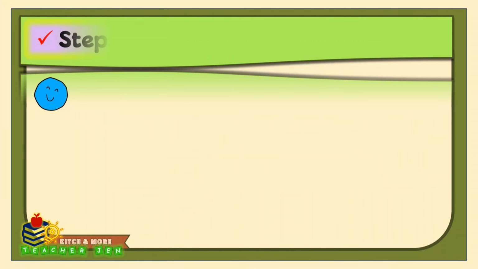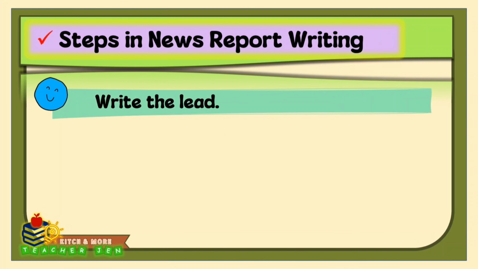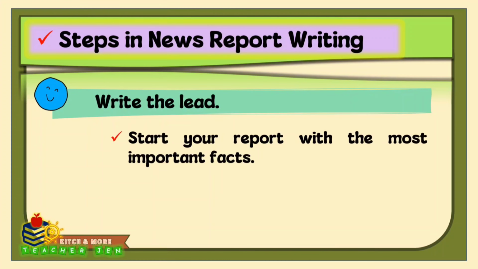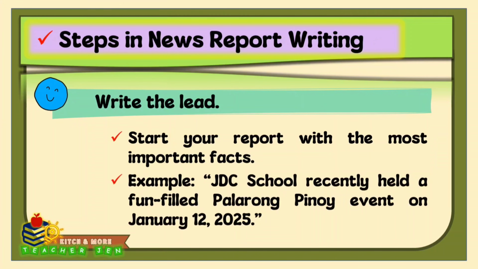The next one is write the lead. Begin your report with the most important and attention-grabbing facts. This is where you provide a concise summary of the key details that your readers need to know right away. For example, JDC School recently held a fun-filled Palarong Pinoy event on January 12, 2025 at the school sports complex.